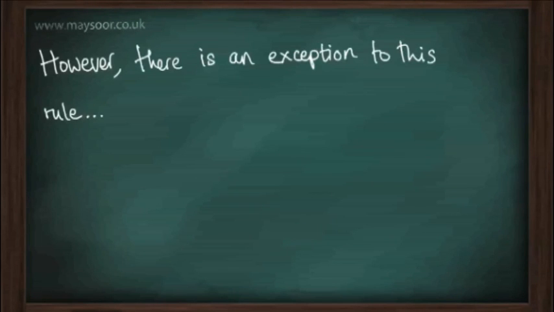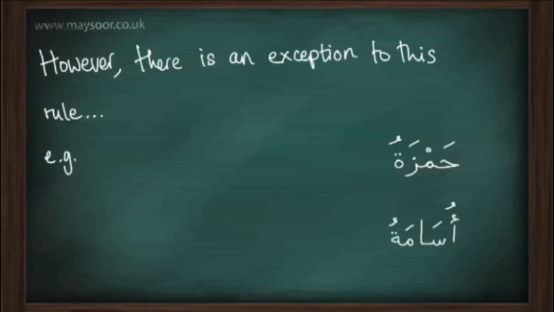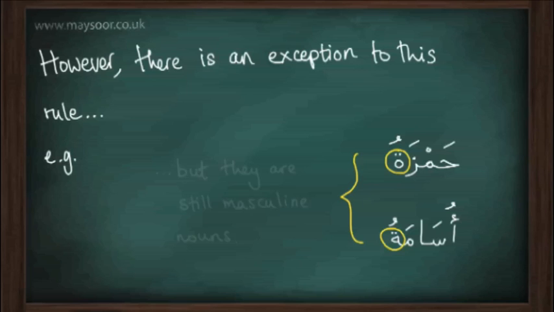However, there is an exception to this rule. For example, the names Hamza and Osama in Arabic are masculine nouns, although they still have a ta'ul marbuta at the end of the word, which, as we mentioned before, is a sign or indication that the noun is feminine. Although these two words end with a ta'ul marbuta, they are in fact masculine nouns.